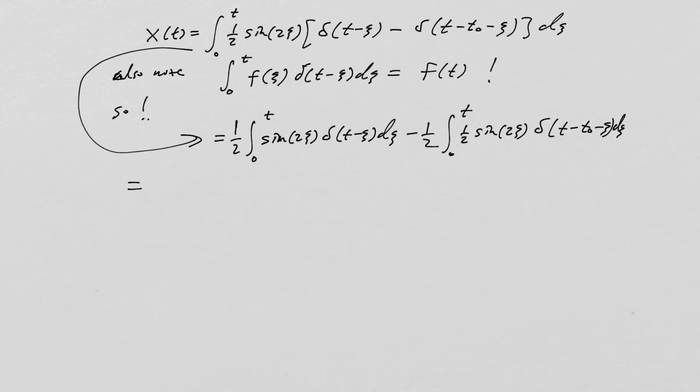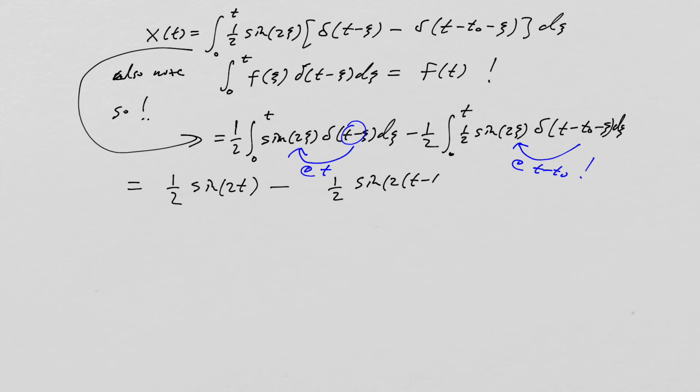Okay, and what we can see is the following. We're going to get 1/2 times sine of, and now what the integral says is we're going to evaluate at t right there. So we're going to get 2t. Finally, it means we're going to evaluate that function, sine of 2t at t minus t naught. So we're going to get a minus 1/2 sine of 2 times t minus t naught.